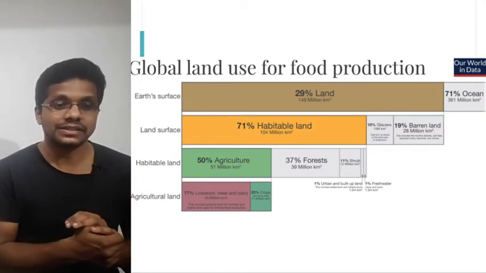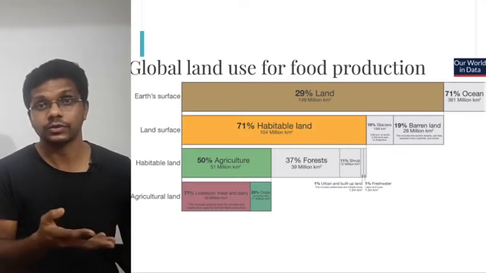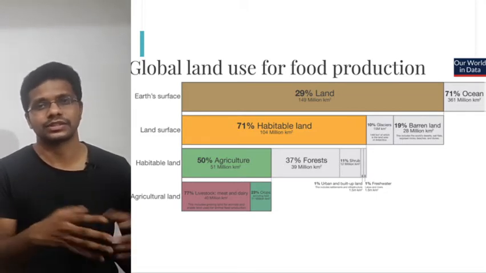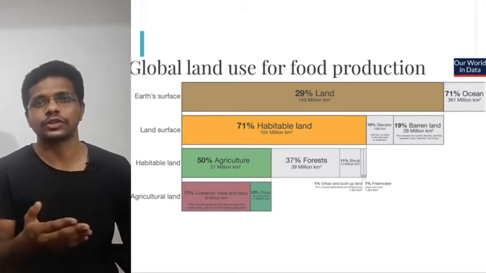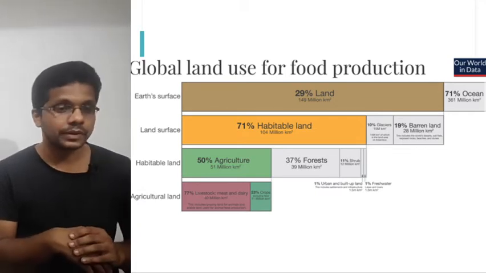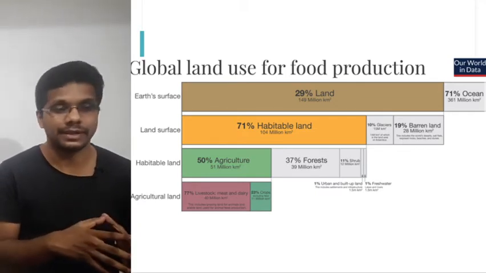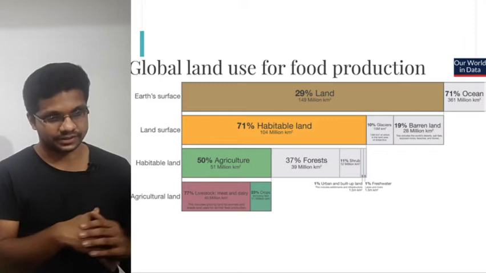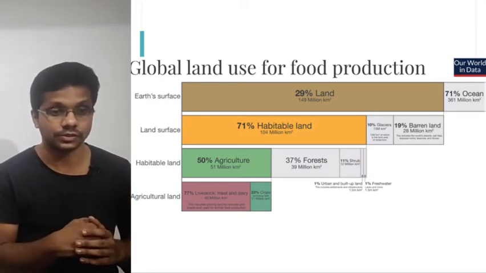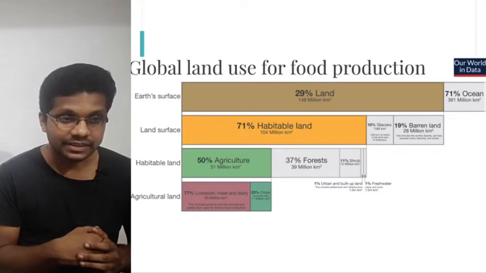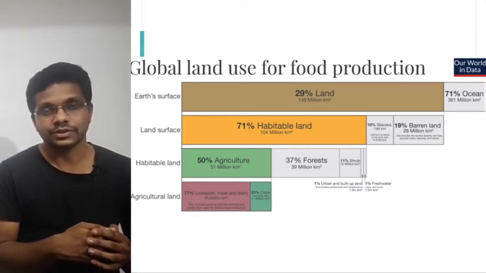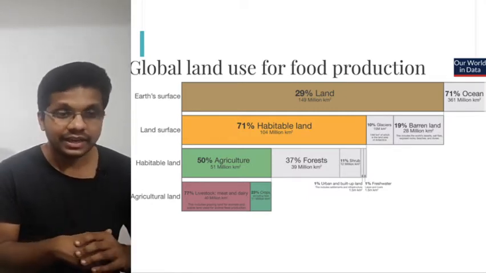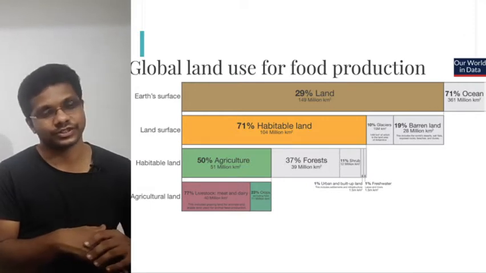And 19% is barren land, which includes open rocks, deserts, and also beaches. These areas do not have any cultivation importance, as the topsoil is absent there. So we are basically interested in the 71% of habitable land. Out of the 71% of habitable land, 50% is used for agricultural purposes. Then 37% is forest, and 11% is shrubs. 1% is buildings, urban areas, roads, bridges, etc. And finally, we have 1% which is freshwater sources.